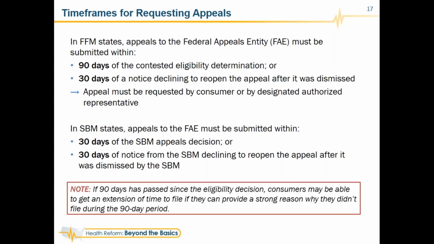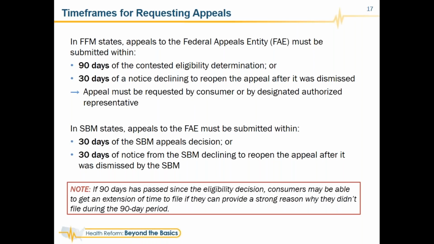Again, for consumers with temporary eligibility notifications, that 90 days won't start until the eligibility determination is final. So if a consumer applied during this past open enrollment, had an income inconsistency that was resolved, let's say March 1, and disagrees with that eligibility determination, they'll have 90 days from March 1, not from the date of their original application. If an appeal is dismissed, either because the appeals entity decides that the consumer didn't have grounds, didn't have the right information, or wasn't appealing something that could be appealed to the FFM, the consumer has 30 days to request that it be reopened and can provide additional information.